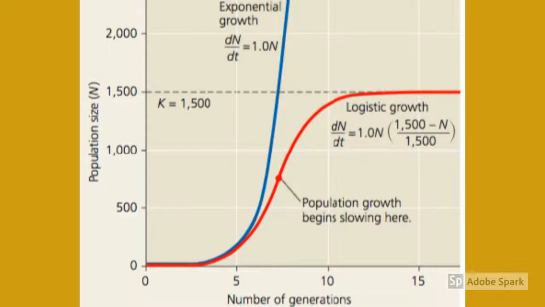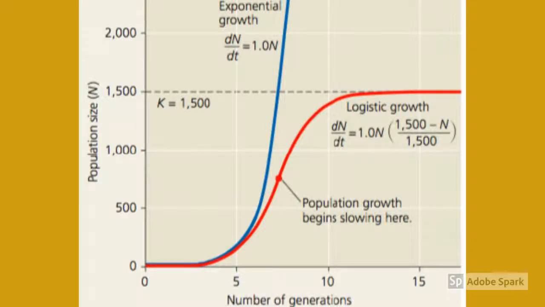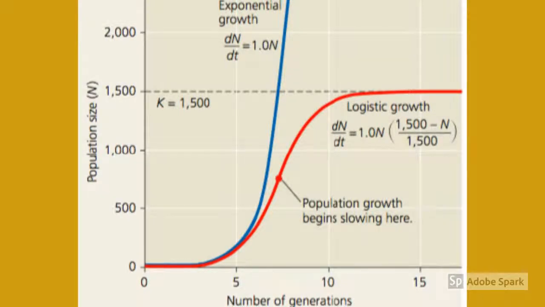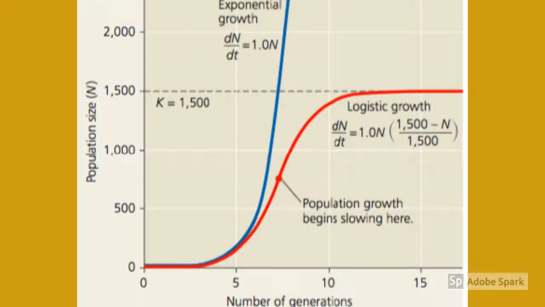When n is large, then that k minus n over k is nearing 0. So the increase is small because population is large, less resources, so we're having an increase that is small. And then when n is equal to k, then there is no more growth. You have reached that carrying capacity, you're at your max.